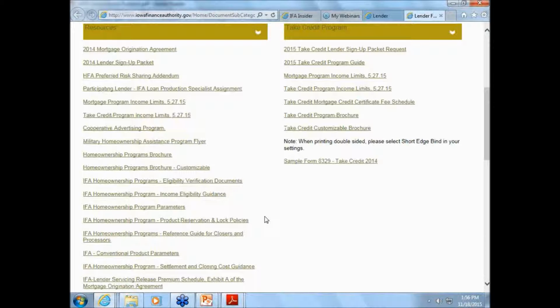Yes. So you'll see the Military Home Ownership Assistance Program flyer is there, the Home Ownership Program brochure, the IFA Home Ownership Program parameters, income eligibility guidance, and eligibility verification documents. Those are all forms that we went through today. There are some others that we didn't go through that will be dealt with in later trainings. And then the conventional product parameters is down there. That's the one that is not yet updated. It simply doesn't reflect the change on the manufactured housing criteria. However, that will be uploaded after our training today. Now, we can maybe show where the training materials will be posted, because we will also post those here.